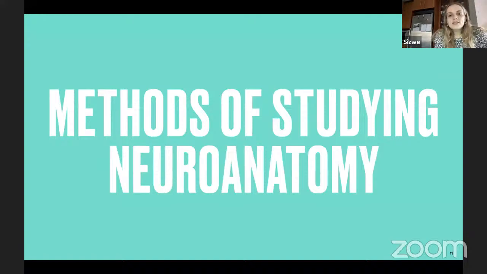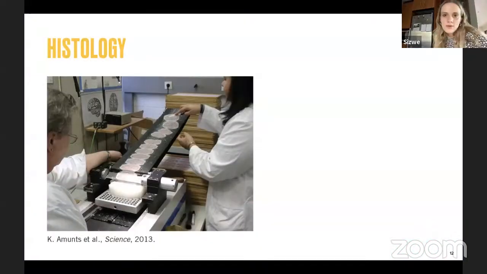Moving on from that, we're going to now look at methods of studying neuroanatomy. We're just going to highlight three basic things. Say we're back in Grey's Anatomy, and they go, get me an MRI. Here's the other things that you can do too. Firstly, there's something called histology.